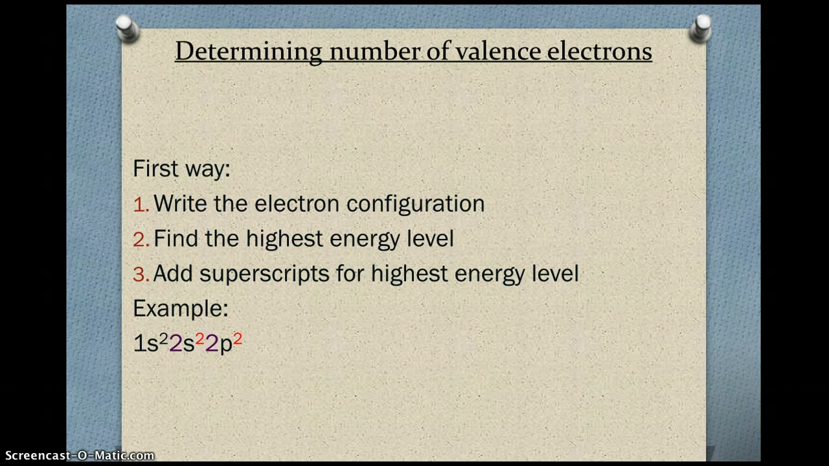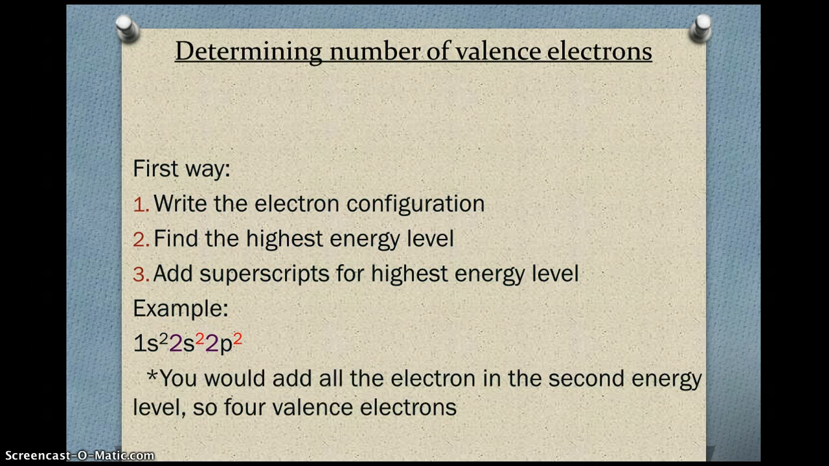All right? So what you do is you add all of the electrons in the second energy level. So in this case, it's 4 valence electrons. The second energy level is both 2's. I know it looks like you have 1, 2, and 3, but actually it's just the second energy level is 2.